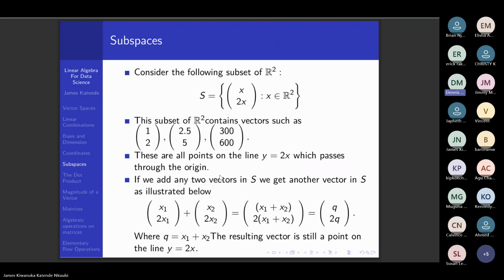On point 3, we are noting that these are all points on the line y equals 2x, which passes through the origin. Are we also implicitly saying that they are linearly dependent, because any line that passes through the origin and all the points lie on that line, they're usually linearly dependent?